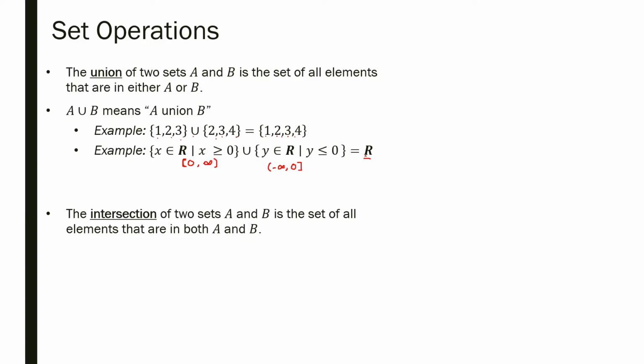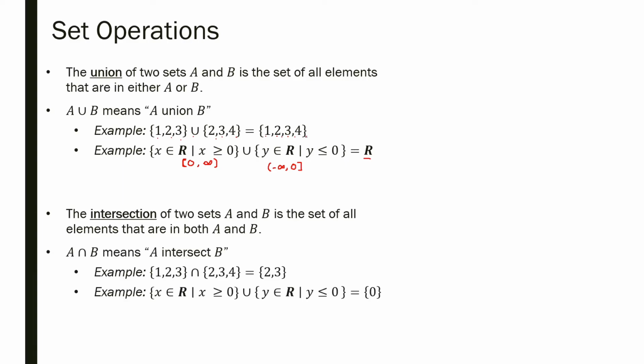Another similar concept is called intersection. The intersection of two sets A and B is a set of all elements that are in both A and B. So what do you do with intersection? You look at the elements in A, and then you look at the elements in B, and you say, what do they have in common? And those elements that they have in common, those are the intersection elements, right? So we denote intersection with an upside down U. It means A intersect B or A intersection B.